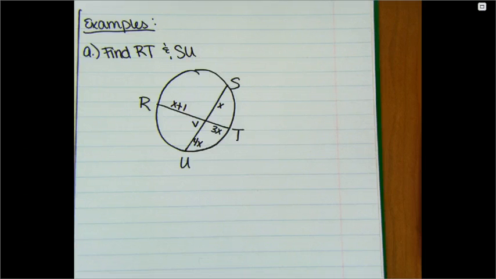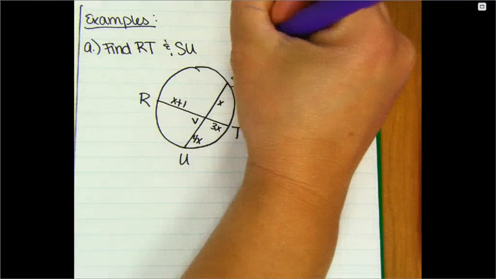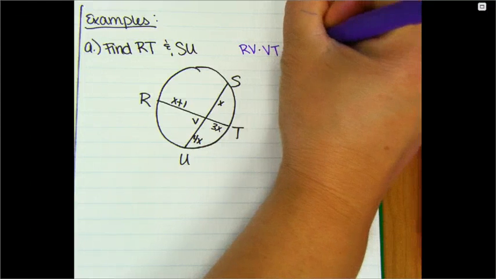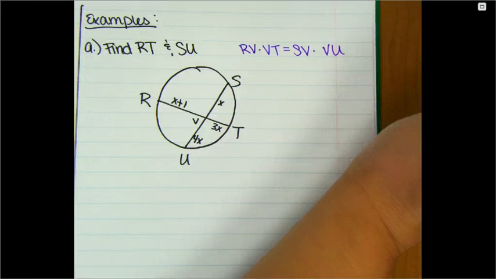Ready? I know what you get. Okay, let's see if you're right. Let's start with the letters. What letters are we multiplying? RV times VT equals SV times VU. Good. All right, let's plug into what we know.